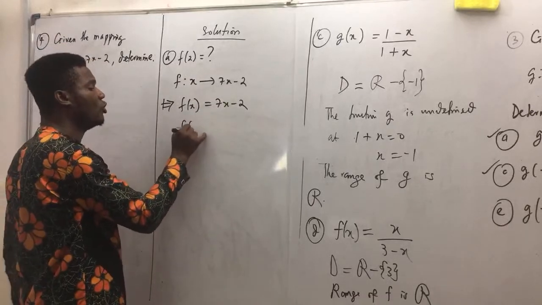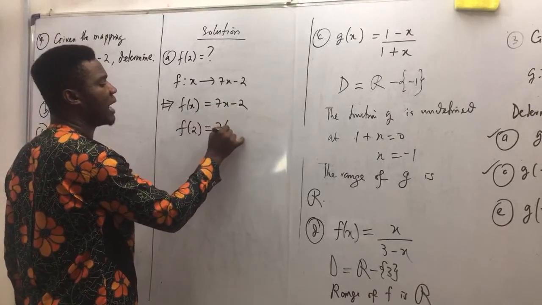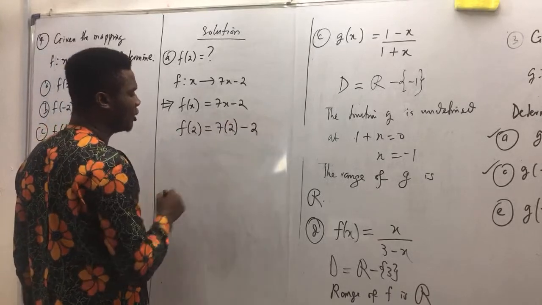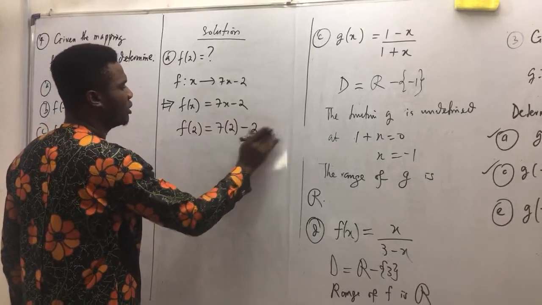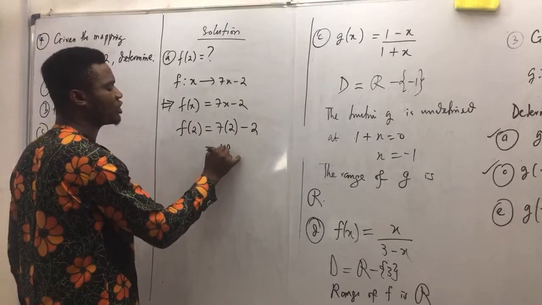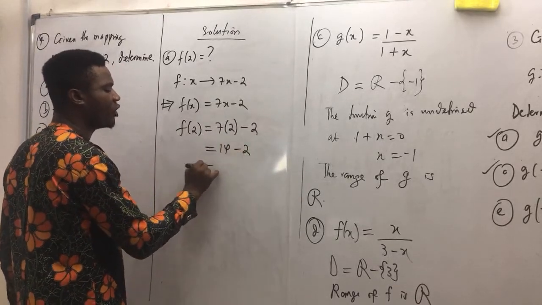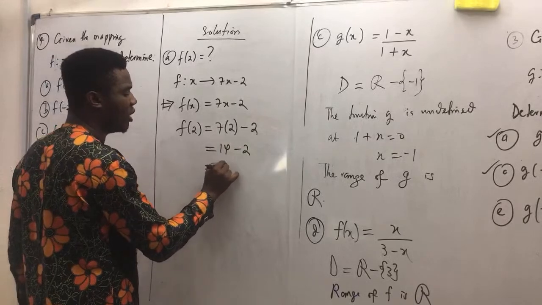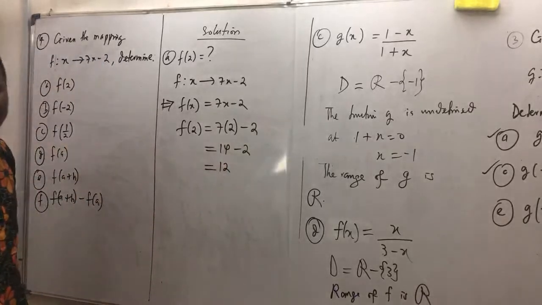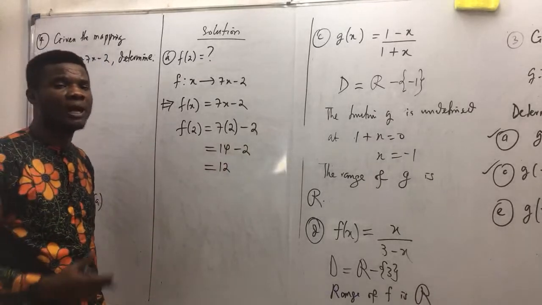So f of 2 will be equal to 7 times 2 minus 2. And that will give us what? So that will give us 7 times 2 is 14 minus 2. 14 minus 2 will give us 12. Okay? And that answers the question. It is as simple as that.